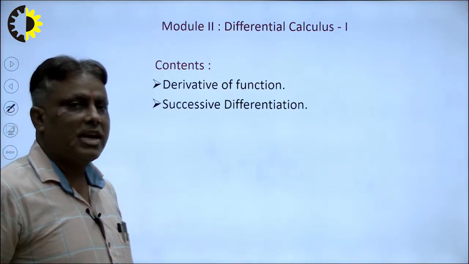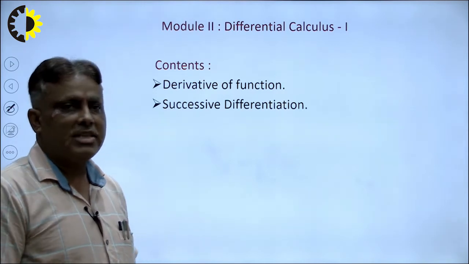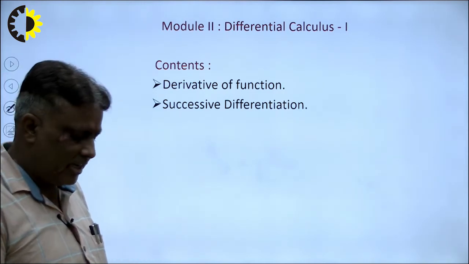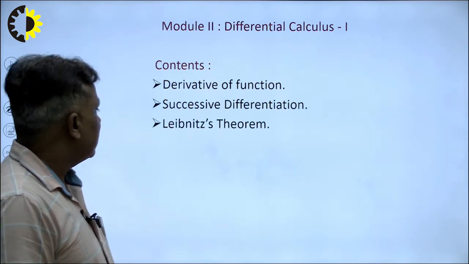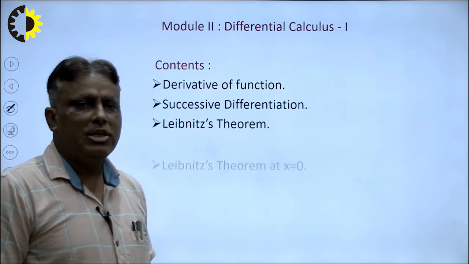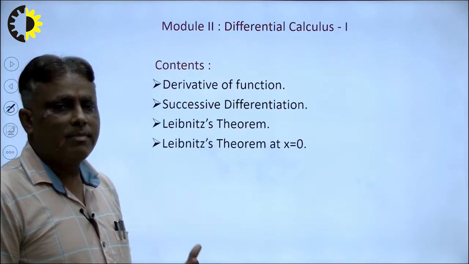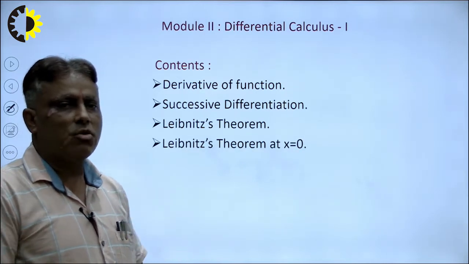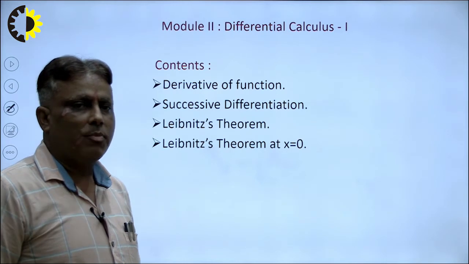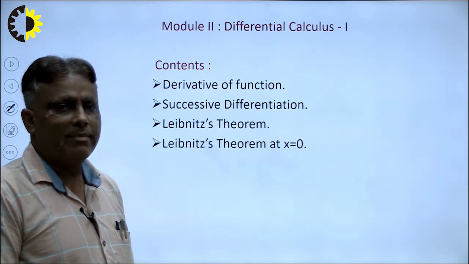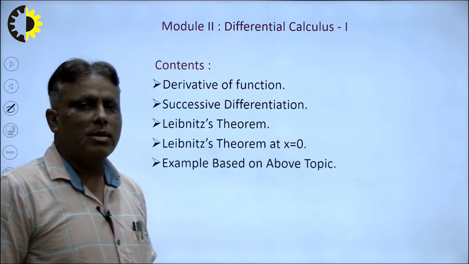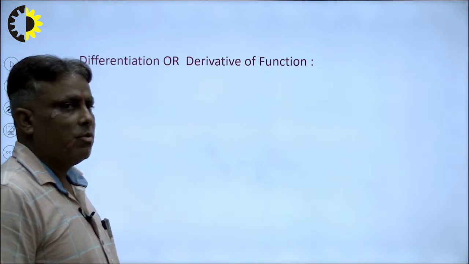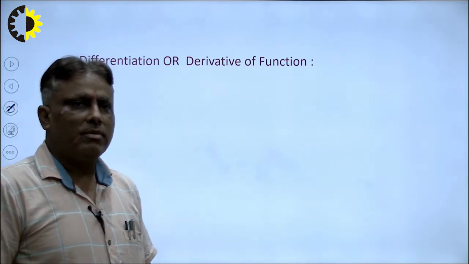In the previous lecture I explained what successive differentiation is and what its role is in our life as well as our technology. In this lecture I explain very briefly Leibniz theorem, and Leibniz theorem at the point x is equal to 0. What the role of such a topic is, I will elaborate at the end of the lecture. After this, some examples based on the above topics. Today's contents are taken from the book by E. Kreyszig. Students can follow this book.